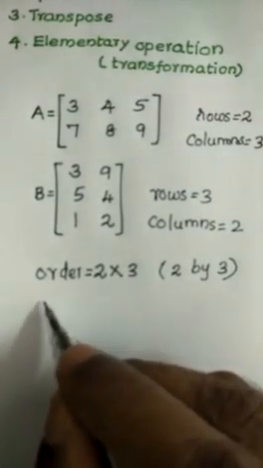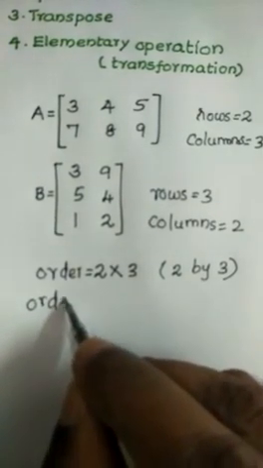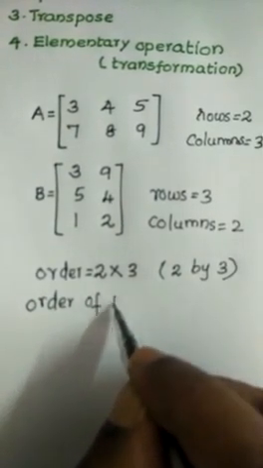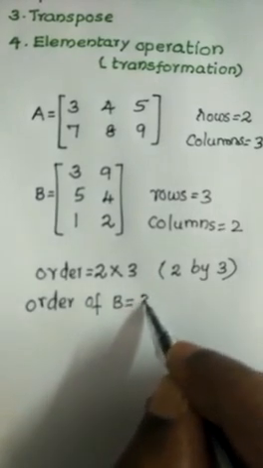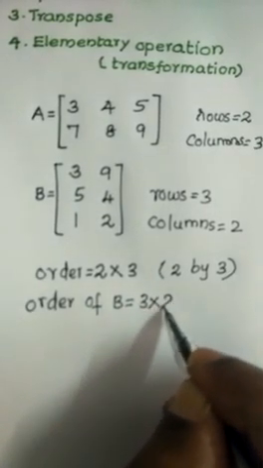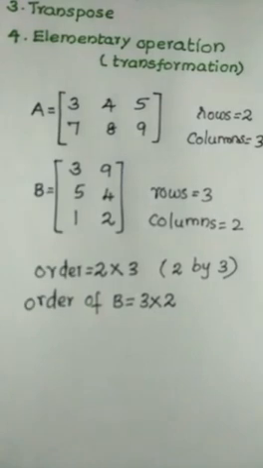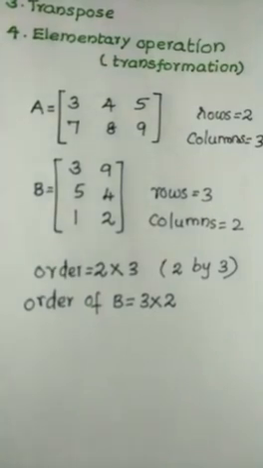So what is the order of B? Order of B equals 3 by 2, since it has 3 rows and 2 columns. Okay, so now you understand what is meant by the order of a matrix and what is a matrix. A matrix is a collection of numbers arranged in rows and columns. If the number of rows is 2 and the number of columns is 3, then its order is 2 by 3.